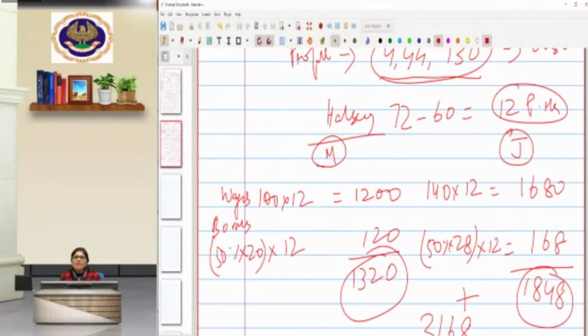12 rupees per hour was actually the excess rate which was calculated. So you have to calculate the loss only with respect to the excess rate which was calculated by the accountant. So the wages and the bonus as per Halsey, by the difference of 12 rupees. So 1320 in case of M and 1848 in case of J. The total loss, if we follow the Halsey, was 3168. I hope you have understood. Yes. Just take note of the solution.